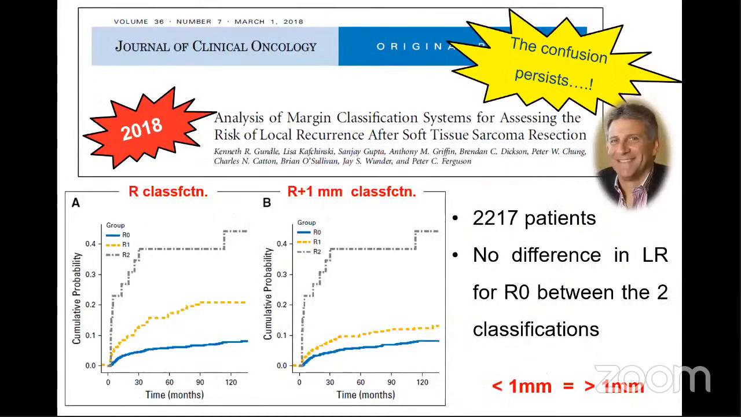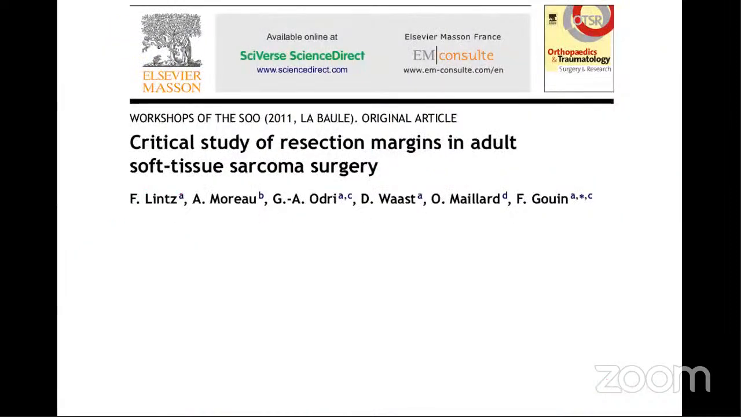But 2 years later, this paper from the Toronto group with 2,200 patients contradicted them and said that whether you use the R0 or the R1 classification, the local control was the same. So again, we were back to square one, that less than 1 millimeter is greater than 1 millimeter. Why then do we have so much variation among these so-called knowledgeable experts?